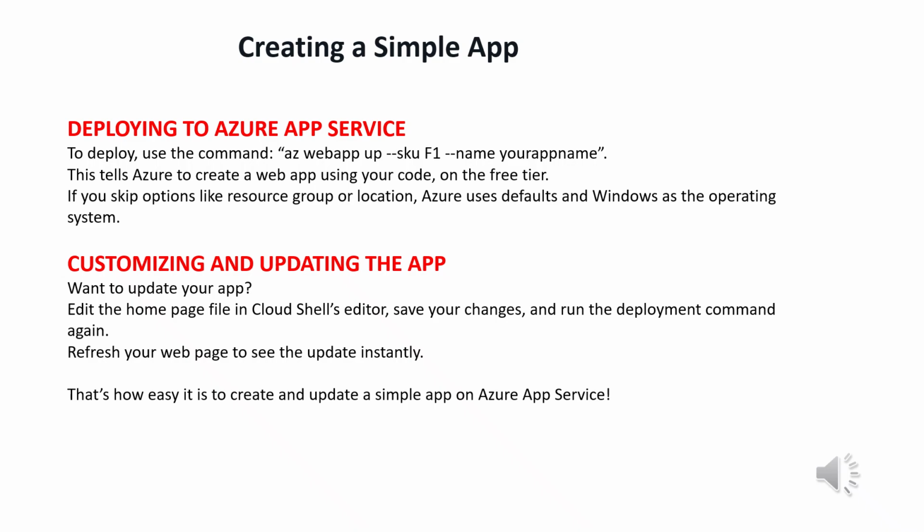Want to update your app? Edit the homepage file in Cloud Shell's editor, save your changes, and run the deployment command again. Refresh your web page to see the update instantly. That's how easy it is to create and update a simple app on Azure App Service.